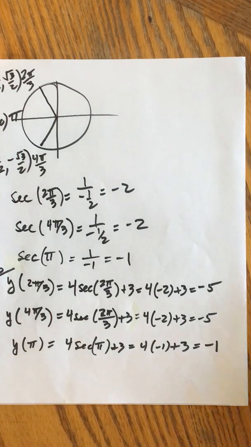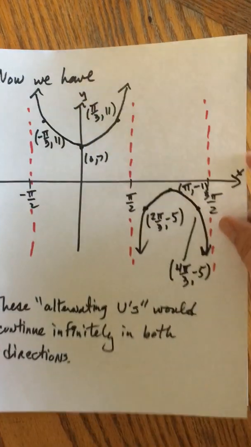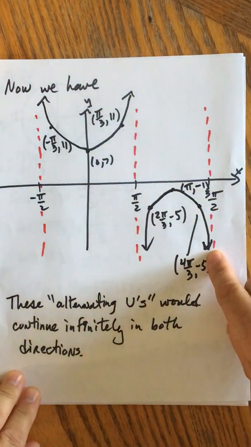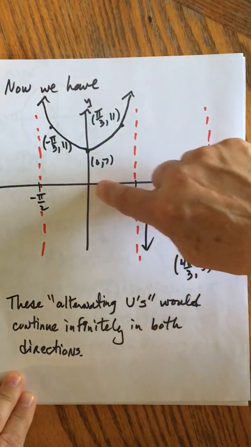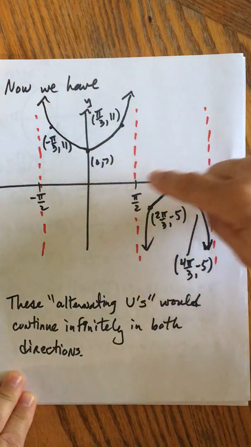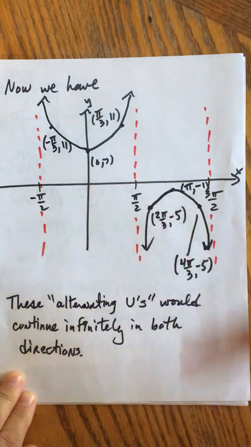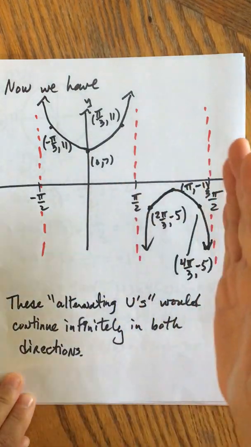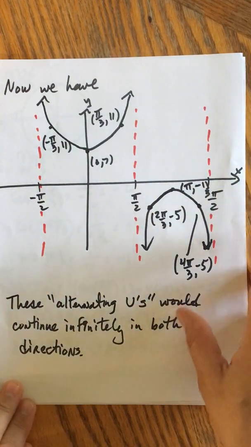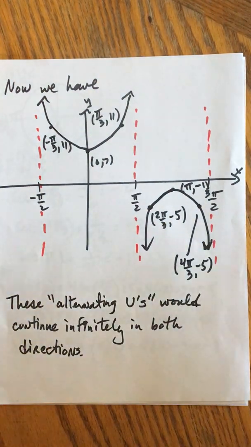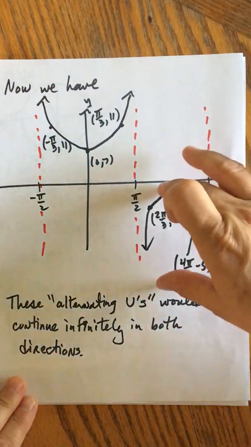So what that gives me finally, then I put it together. We had this first part, and now we're having this second part, and I know where this is located, right? I go over 2 pi over 3 and down -5, over pi and down -1, over 4 pi over 3 and down -5. And remember, your asymptotes are all pi apart. So this is one, shall we say, wave of the secant, and then it just continues on indefinitely, right?